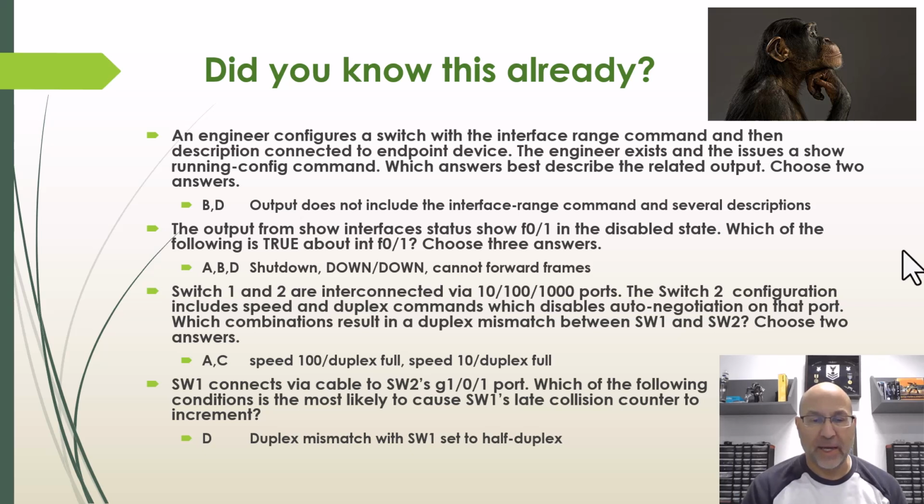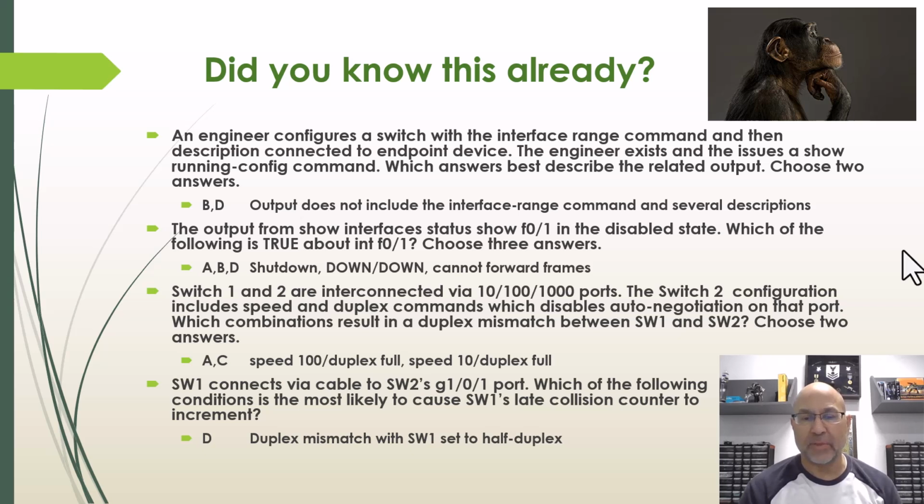Switch 1 connects via cable to switch 2's gig 1/0/1 port. Which of the following conditions is the most likely to cause switch 1's late collision counter to increment? Well, a good thing to remember is that you don't have collisions in non-shared media or in full duplex. So if you have something with a half duplex ending and the other side is trying to auto negotiate or anything like that, that'll result in the collisions.